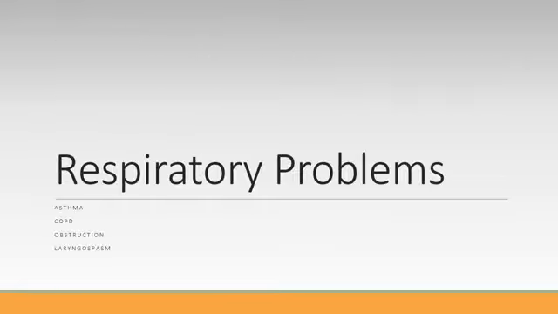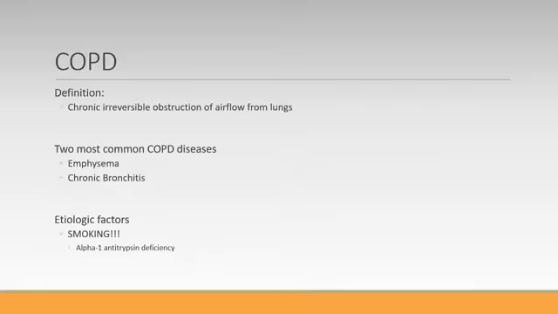Moving on, we'll talk about COPD. So COPD by definition is a chronic irreversible obstruction of airflow from the lungs. Comparing it to asthma, remember asthma once again was episodic and is at least partially reversible. With this we have irreversible chronic changes. And so the two most common types of COPD that we'll talk about today are emphysema and chronic bronchitis.